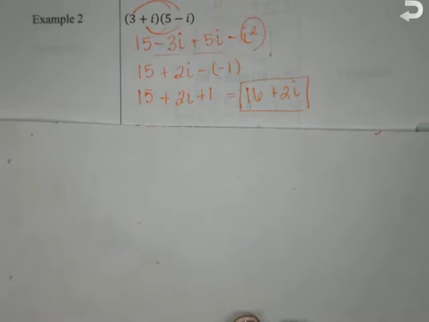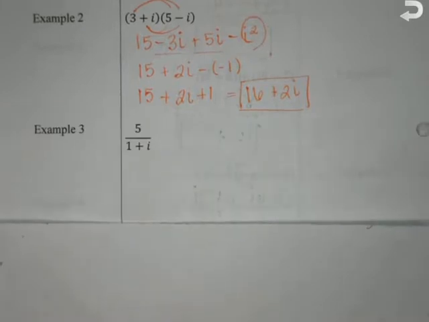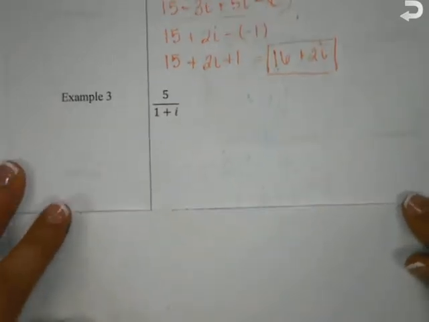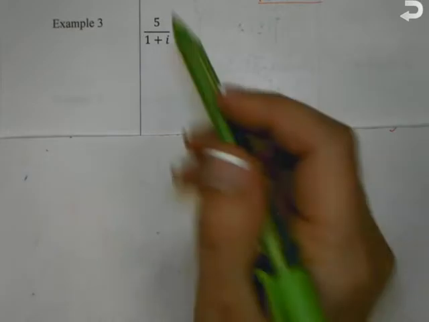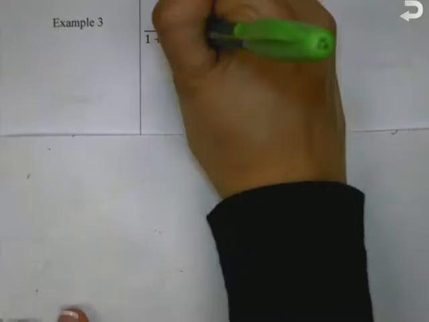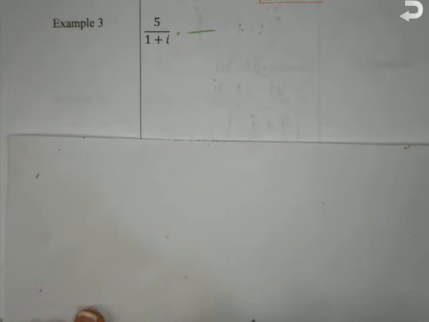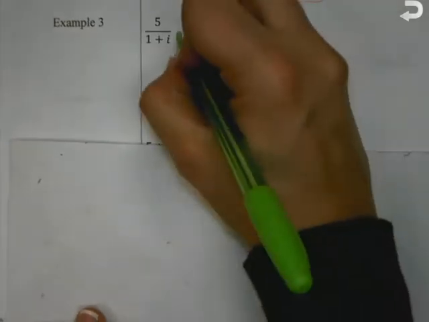Okay, example 3. 5 over (1 plus i). Okay guys, there are two things that are never allowed in the denominator. One of them is a square root. What's the other one? The i. I have a 1 plus i here, so I'm going to multiply by the what? Do you remember what it's called? Starts with a C. Conjugate. The conjugate of this would be 1 minus i.